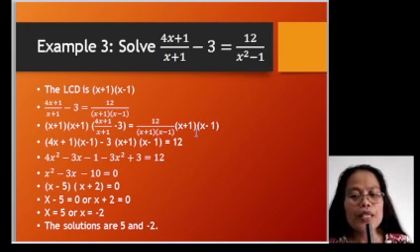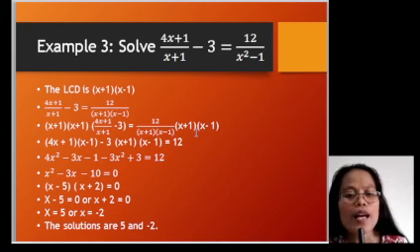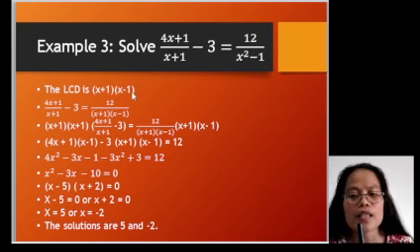And we need to write the denominator in factored form. So we have here x plus 1 over x plus 1 minus 3 is equal to 12 over x plus 1 times x minus 1. So we write the denominator in factored form. And then we multiply both sides by the LCD. Again, our LCD is x plus 1 and x minus 1.